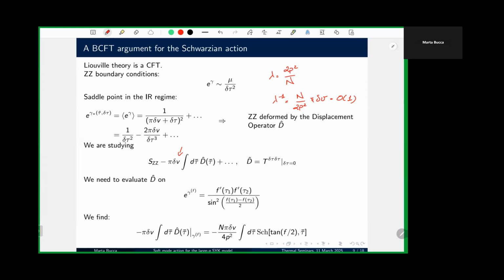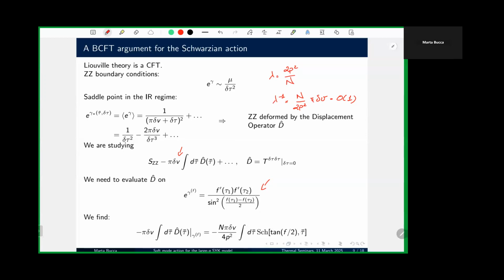And of course, the zero mode is simply the saddle point, yes, but in the infrared limit, the reparameterizations of the saddle are also zero modes for the action. And so we also need to evaluate our displacement operator on them. So the reparameterized saddle in the infrared limit is going to look like this. So f prime of tau 1, f prime of tau 2 over the sine squared of f of tau 1 minus f of tau 2 over 2.